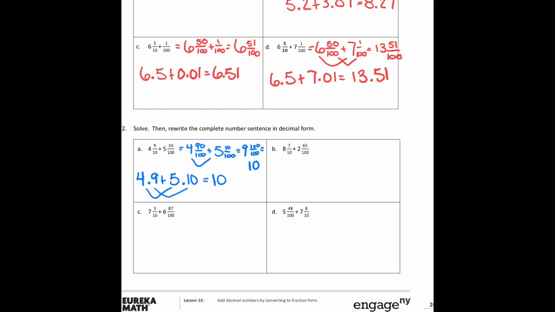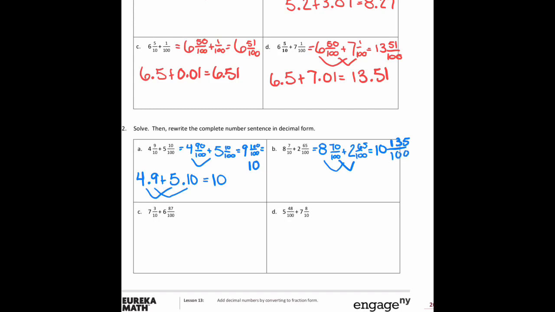Alright, on part B, we have 8 and 7 tenths plus 2 and 65 hundredths, which would be the same as 8 and 70 hundredths plus 2 and 65 hundredths. When I add those together, 8 plus 2 would give me 10, but the 70 plus the 65 is going to give you something different. We think we get 135.